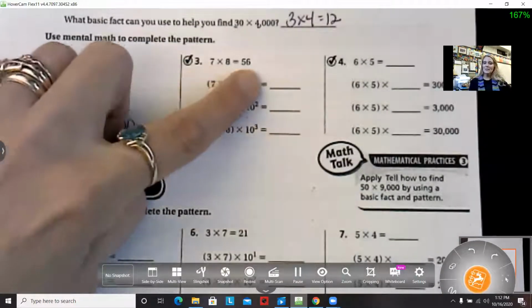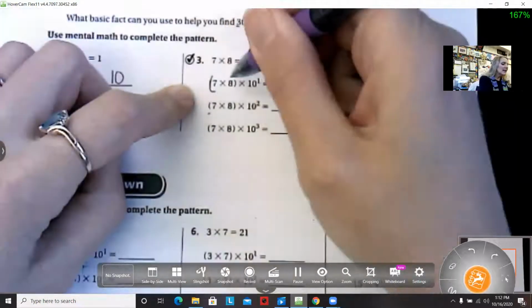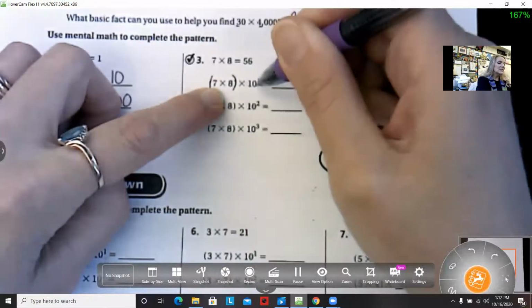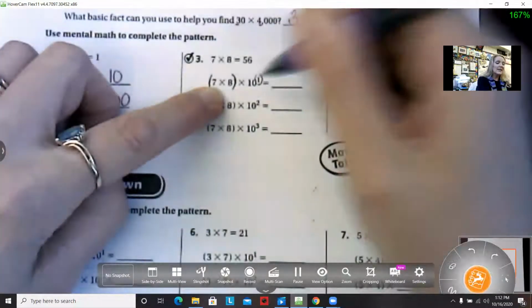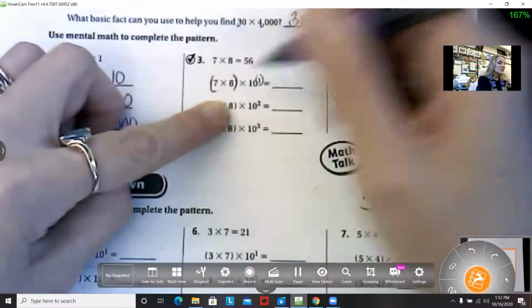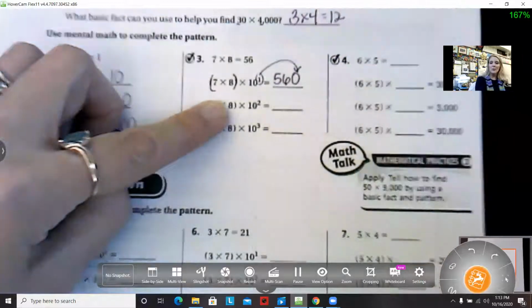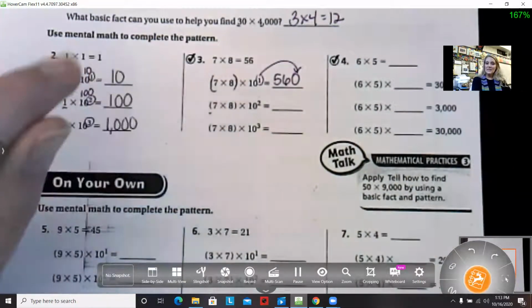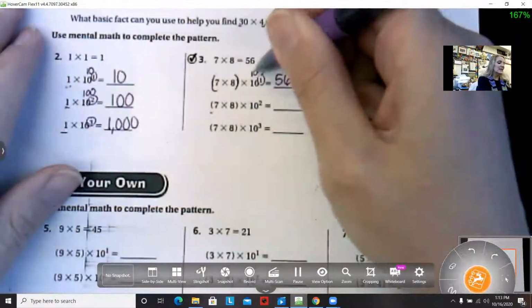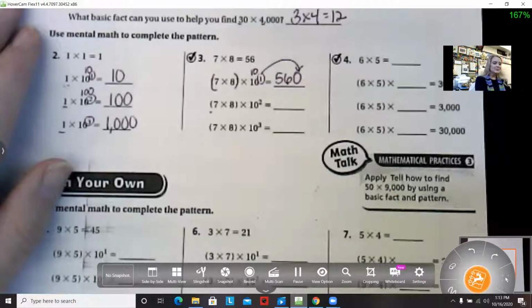7 times 8 is 56. I'm sure you've heard that before. So now they're saying, hey, if I put 7 times 8 here and do that first, then I have to take it times 10 to the first power, meaning I just add 1 zero to the end of 56. So 7 times 8, we write 56 and add that 1 zero. That exponent 1, when it's attached to the number 10, means just add 1 zero to it because that is the number 10. Anything times 10, you just add that 1 zero.